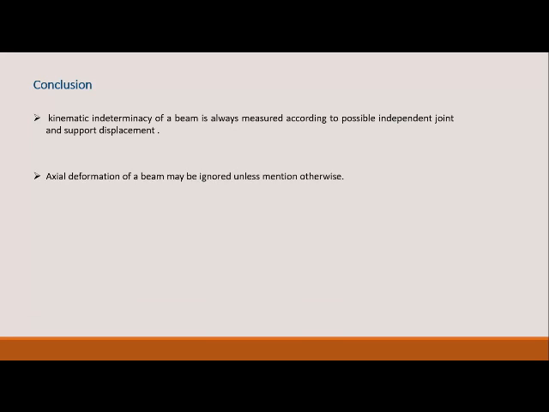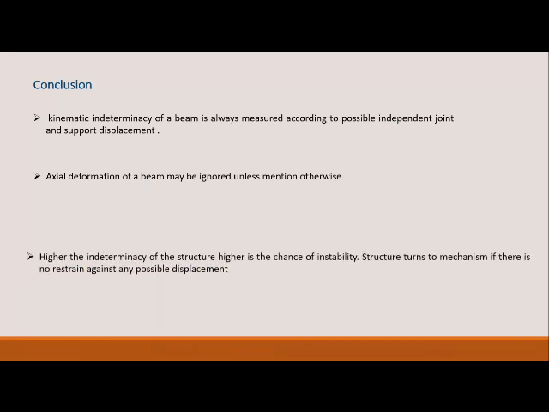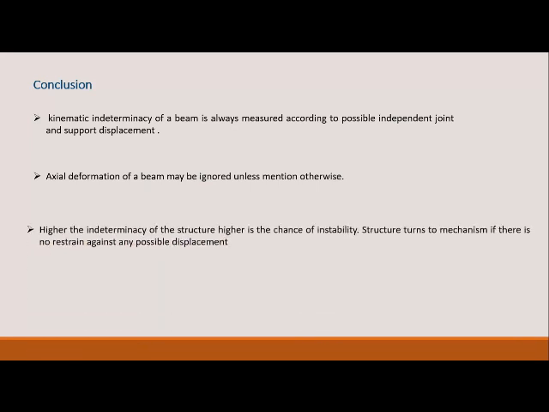Axial deformation of a beam may be ignored unless mentioned otherwise. The higher the indeterminacy of the structure, the higher the chance of instability. But the structure turns into a mechanism if there is no restraint against any possible displacement. In the last two structures we have seen, there was no such restraint against the possible deformation, not even in a single joint among the two, so they failed by forming a mechanism.